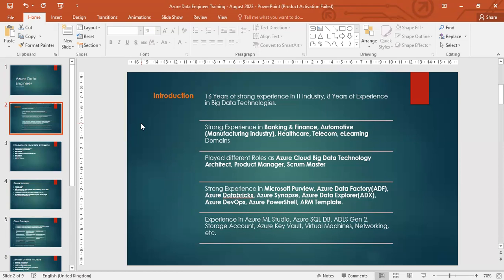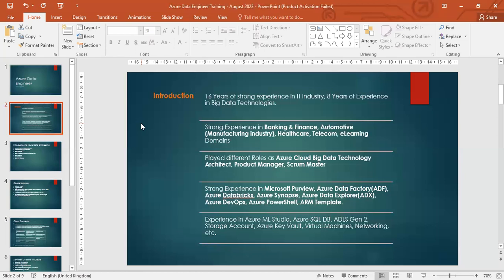I have strong experience in various domains and industries, mainly banking and finance, the automotive industry, the manufacturing industry, the healthcare or pharma domain, telecom, and e-learning. So I have worked across a wide range of industries with big data technology experience.